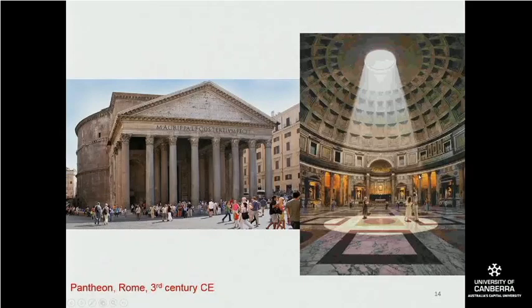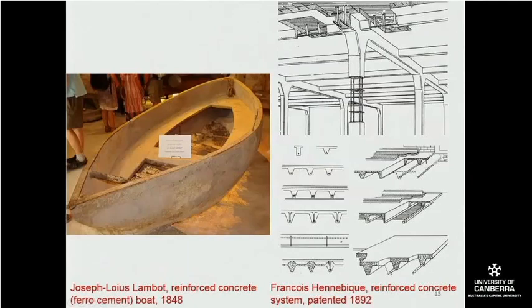After this time, not a lot of concrete was used in a massive or homogeneous way like this, until we get to the 19th century, when there began to be a new interest in the possibilities of concrete. Early experiments with reinforced concrete were done by Joseph Louis Lambeau in 1848, who made a ferrocement boat, which is essentially a concrete boat where the reinforcing is steel chicken wire.